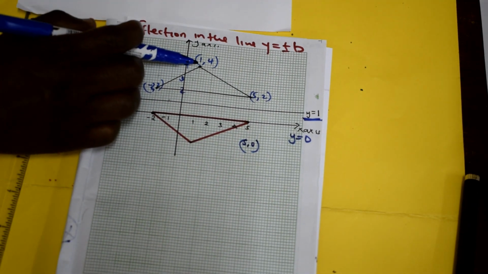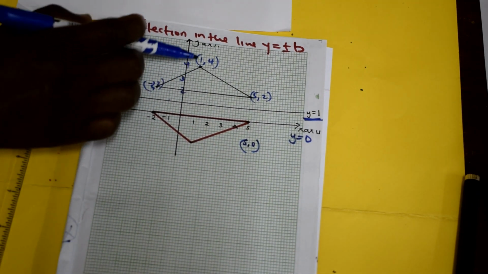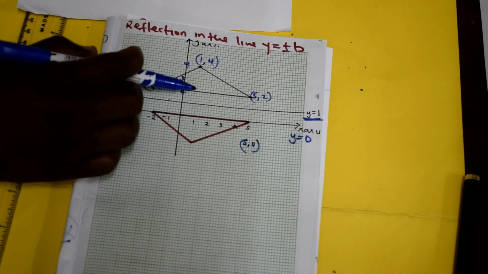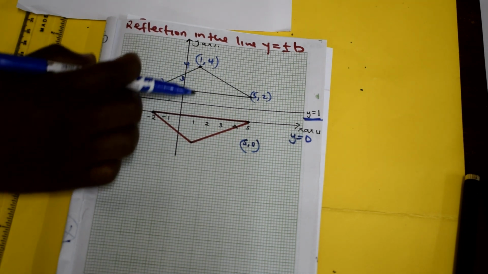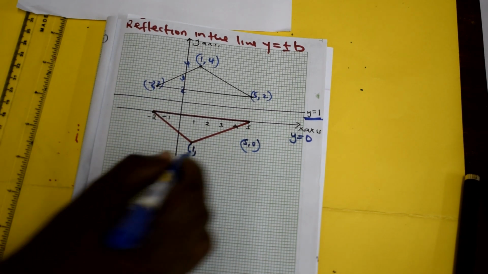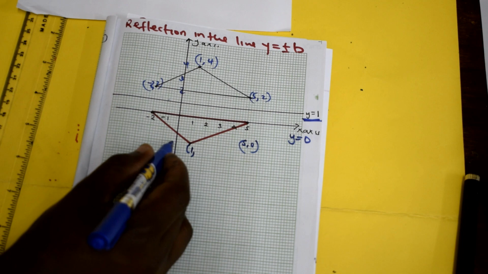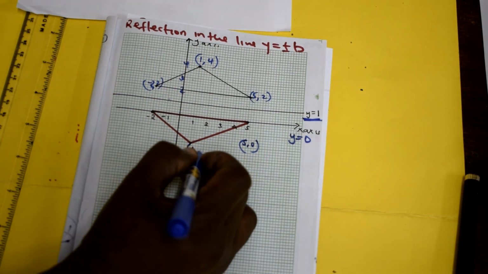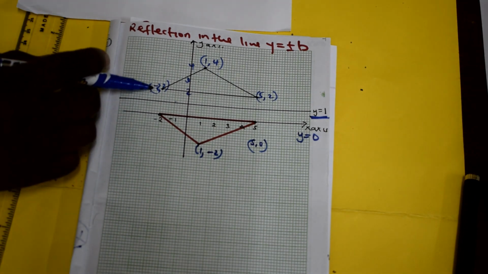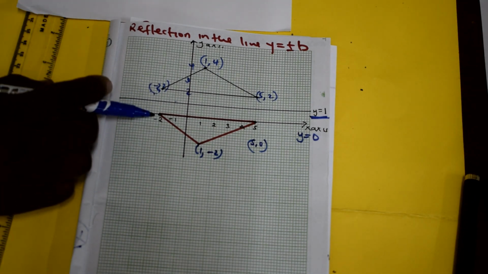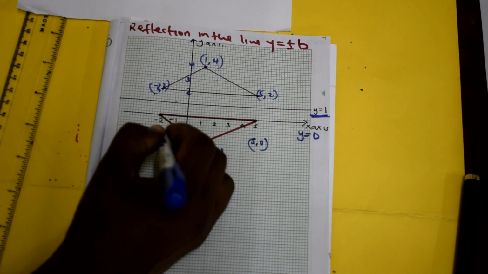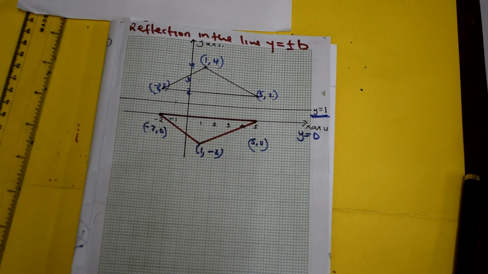Then this one we have 1, 4. So we remove, this is 3 units from the line, so again 3 units on the line, this should still be 1, negative 2. And the image for this one, negative 2, 2, 1 unit to the lower side, we are going to have negative 2, 0, which gives us the image of this.